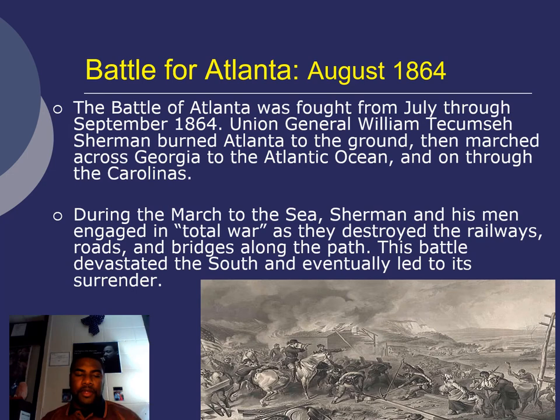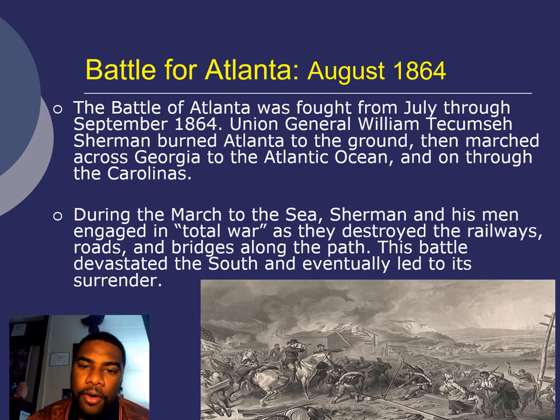The Battle of Atlanta was fought from July through September 1864. Union General William Sherman burned Atlanta to the ground, then marched across Georgia to the Atlantic Ocean and on through the Carolinas. During Sherman's march to the sea, Sherman and his men engaged in total war as they destroyed the railways, roads, and bridges along the path. This devastated the South and eventually led to its surrender.